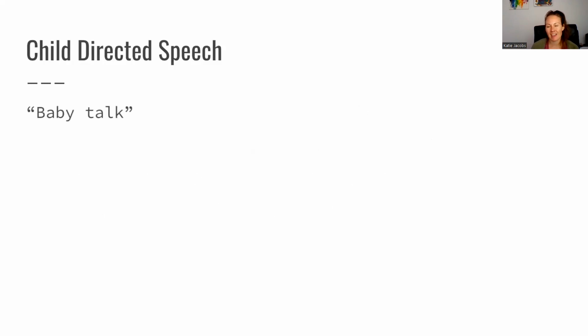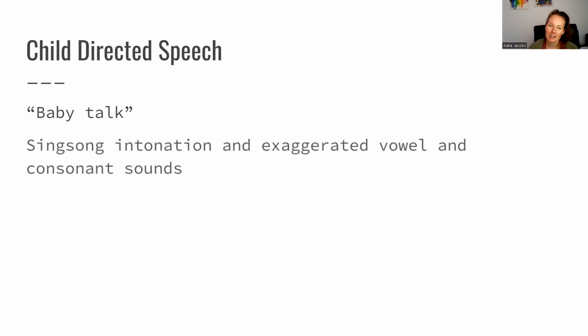Child-directed speech, AKA baby talk. This is when there's a sing-song intonation and exaggerated vowel and consonant sounds. Typically, when people talk in child-directed speech, they will increase the frequency of how they deliver their words, or make it a lot higher pitched. They believe that happens because kids will pay attention to it. It's thought to be a natural thing that we've evolved to do, using a higher pitch to keep attention so that kids can develop language.